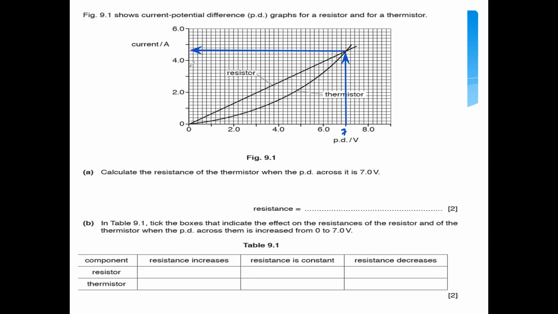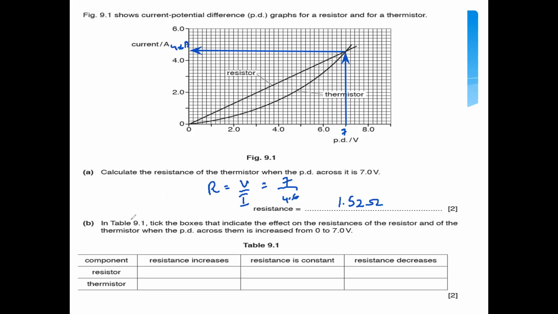So when the potential is 7, what is the current? Each box is representing 0.2. So how many boxes are there? 3 boxes. So 4.2, 4.4, and 4.6. So the current here is 4.6 and the potential is 7. Resistance is the ratio between voltage and current. So that is 7 divided by 4.6, which equals 1.52 ohms.